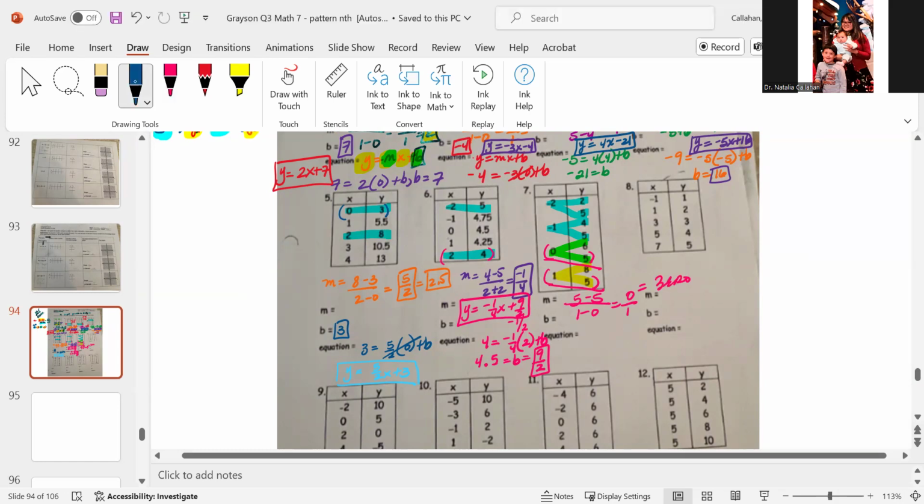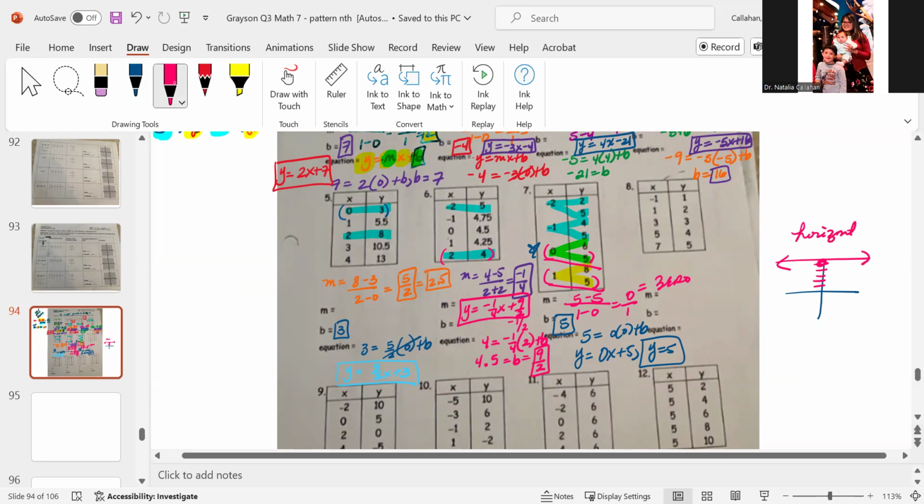So then when we find the b, let's go ahead and use 0 and 5. So your equation is 5 equals 0 times 0 plus b. Your b is just going to be 5. So your equation is y equals 0x plus 5, so just y equals 5. If you think about that, y equals 5 is 1, 2, 3, 4, 5, and it's just a horizontal line, right? So whenever you have a horizontal line, you know the slope is 0, correct? So this is just y equals 5.